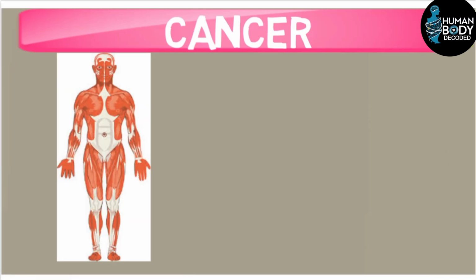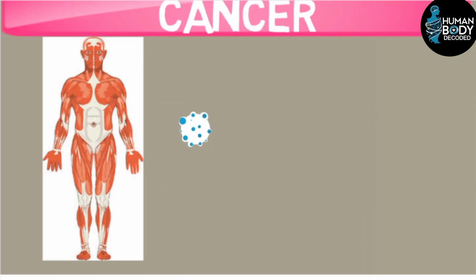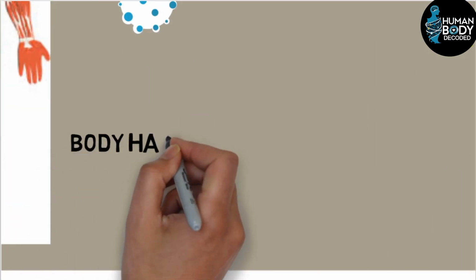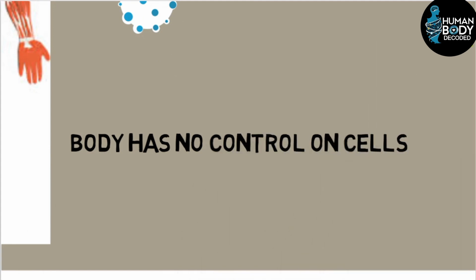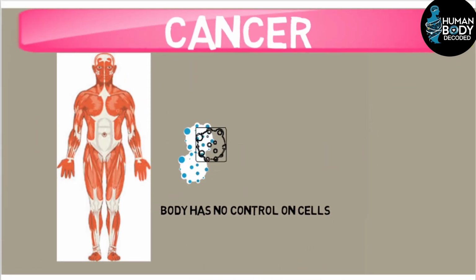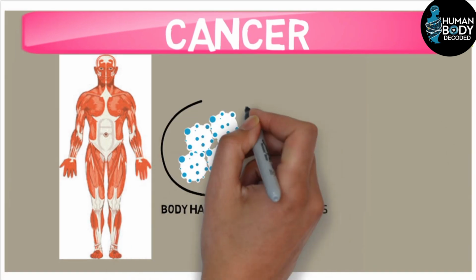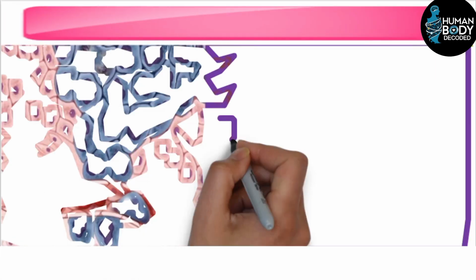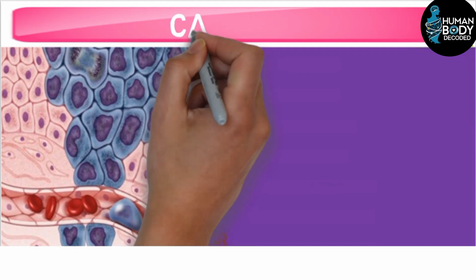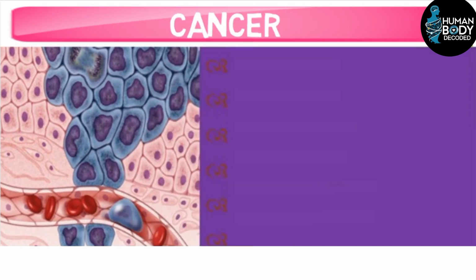Our bodies have cells that go out of control, on which our body has no control anymore, and they keep on increasing their growth. Such cells are called cancer cells or tumor cells. In this lecture, I will tell you all the things related to cancer. Their list is in front of you.